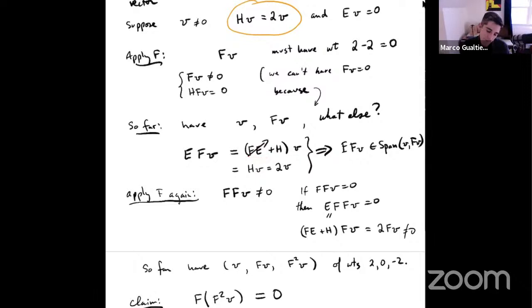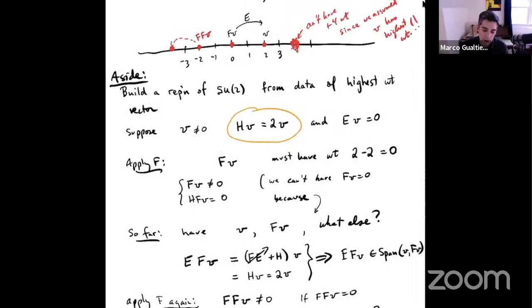So if I take this FV and move it up, that will be the same as HV, but HV is 2V, and V was non-zero. So therefore, there's no way that this could be 0. Because if I take this thing, move it up, do something to it, and then get something that's non-zero, there's no way it could have been 0. So it's clear that FV cannot possibly be 0. But it's also clear that it has weight 0, because weight is decreased by the action of F.